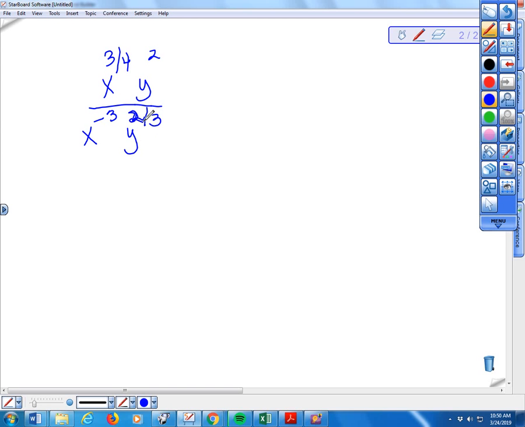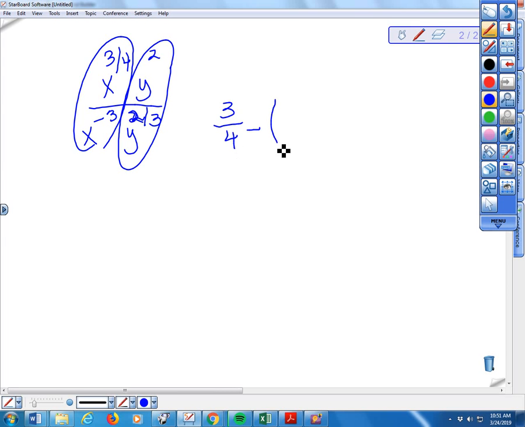x to the 3/4 times y squared divided by x to the negative third times y to the 2/3. Okay, what I would probably do with this one is just recognize I have the same base here and the same base here, so I'm going to just focus on the x's first. When I divide two exponents, I always subtract. So this is 3/4 minus negative 3, or 3/4 plus 3. And then to handle this as a fraction, this is 3.